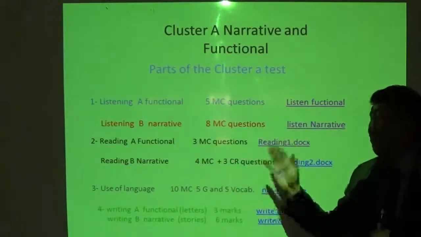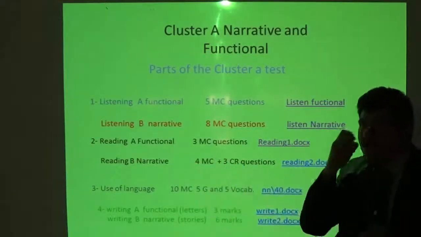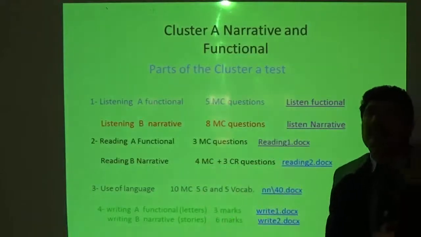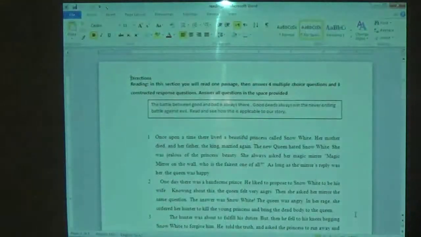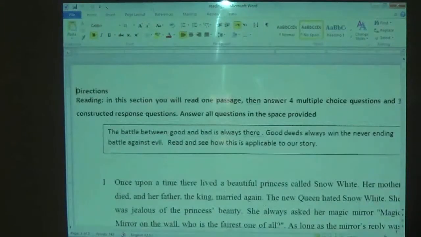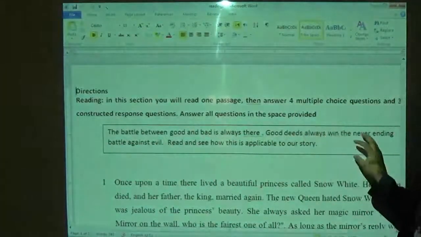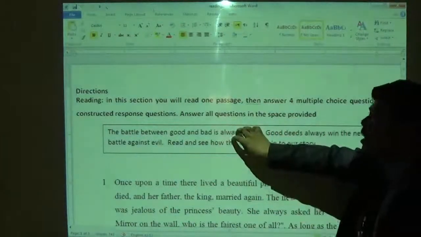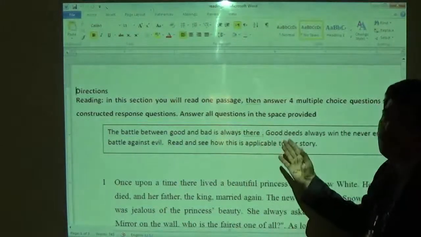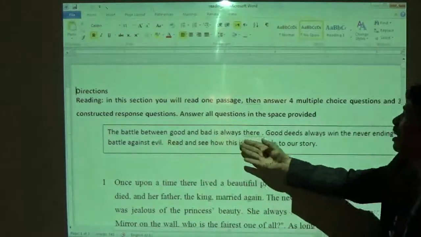So the questions here are very, very important. We need to know the CR and the MSE. It's from the reading narrative. It's a story. You are going to read a story like this. As you can see, we have this information about the story before you start reading. I advise you to read this carefully before you start, because it gives you more information about what you are going to read about. The battle between good and bad is always there.